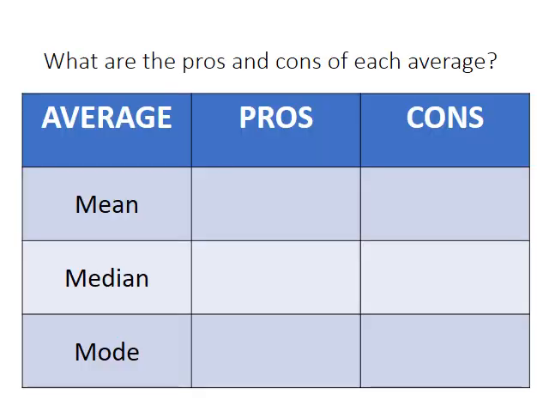So for today's lesson, we're going to talk through the pros and cons of using each of these three averages, so the mean, median and the mode, and that would then be how you decide which one of them to use for a particular set of data based on avoiding any of the cons.